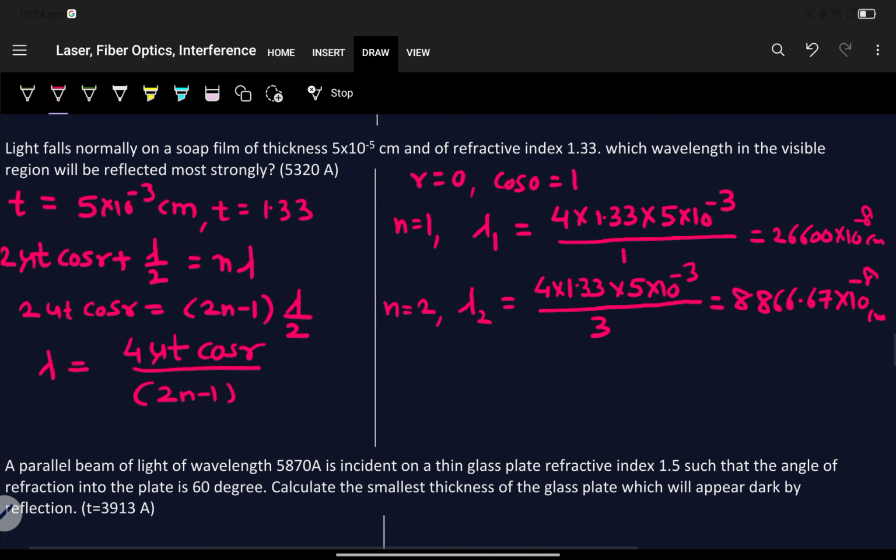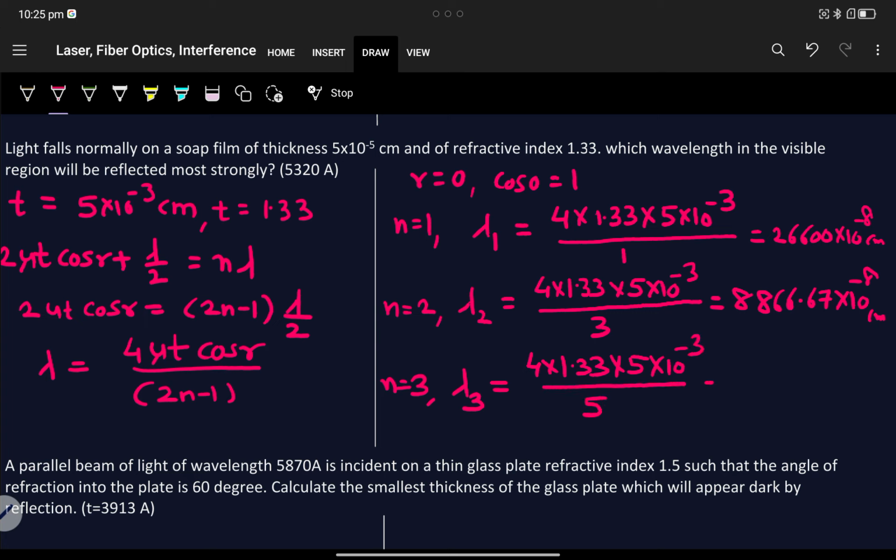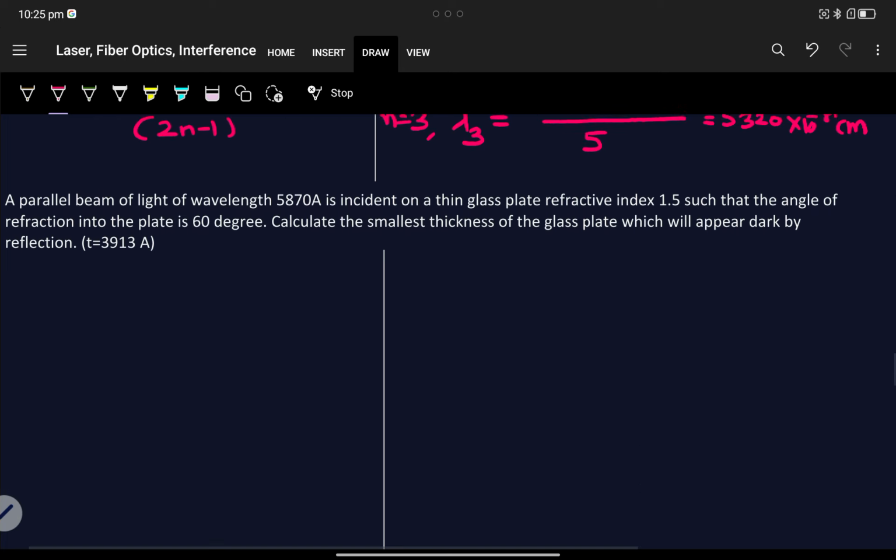Now when I calculate it for n equals to 3, for this the wavelength is 4 into 1.33 into 5 into 10 to minus 3 divided by 5, and when I calculate, this comes out to be 5320 into 10 to minus 8 centimeter, which lies in the visible region. So for n equals to 3, lambda 3 wavelength lies in the visible region. Let's move to the next question.